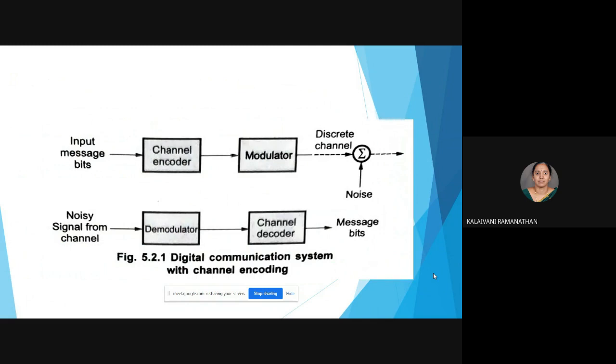The block diagram of a digital communication system with channel coding is as shown here. First, the input message bits are fed to a channel encoder. The output of the channel encoder is fed to the modulator, from where it is fed to the discrete channel, and the noise is added there. This noisy signal from the channel is received by the demodulator, and then the demodulated signal is fed to the channel decoder, from which we will be able to retrieve the original message bits.